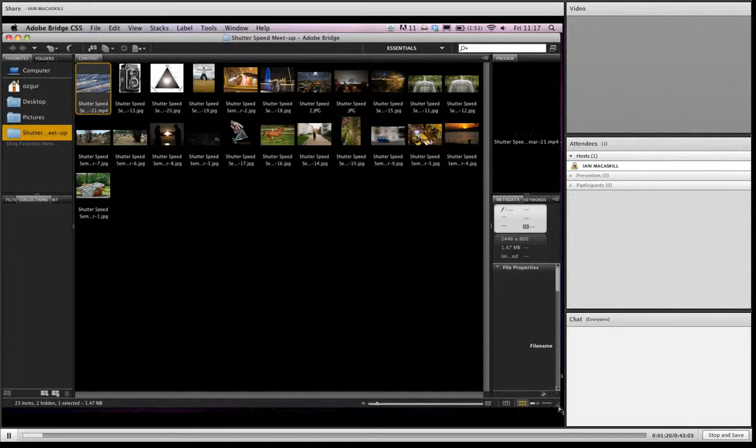Today we generally talk about DSLRs, right? And this shutter speed applies to any type of camera that you have, including your eyes. Okay, you can think of your eyelids as shutter speed. We'll explain how that works as well. But mainly today we're dealing with DSLRs.